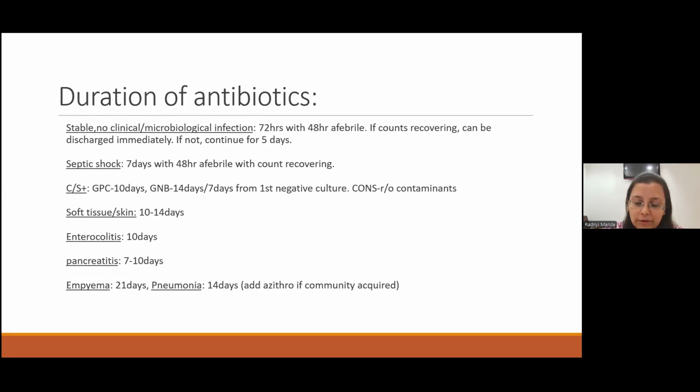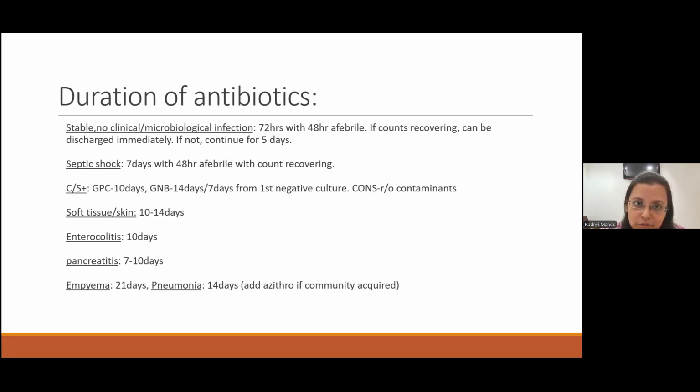So duration of antibiotics, as I said, in febrile neutropenia, high risk and low risk: if cultures are sterile, we can stop antibiotics. If the 48-hour culture is sterile and the child is afebrile for 24 hours, and if there is count recovery, we can discharge the patient in high risk. But in low risk, even without marrow recovery, we can discharge the child.